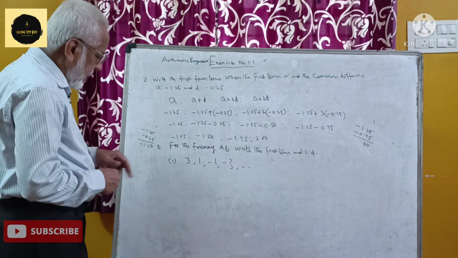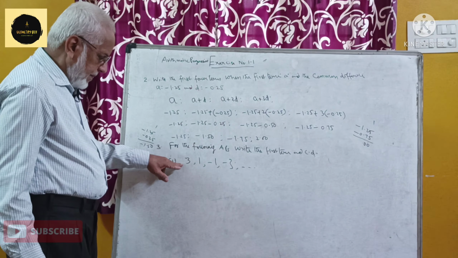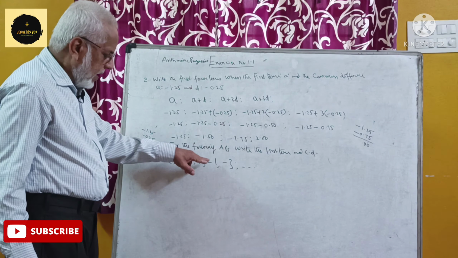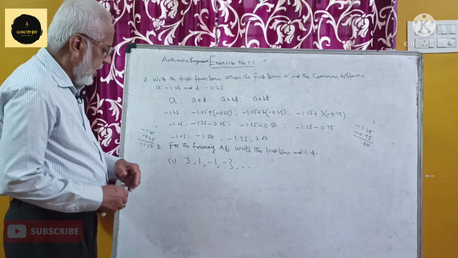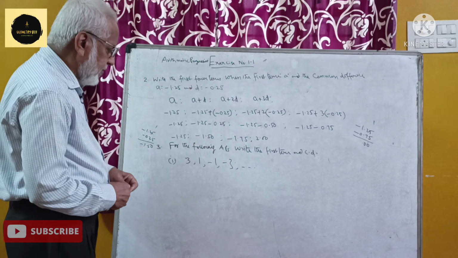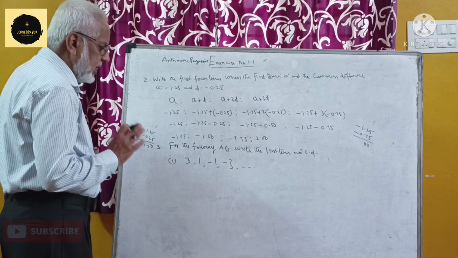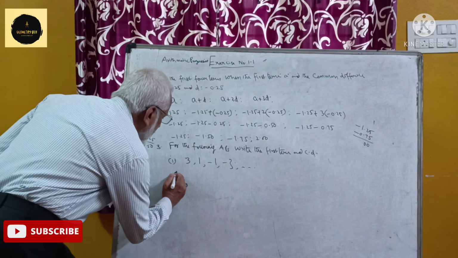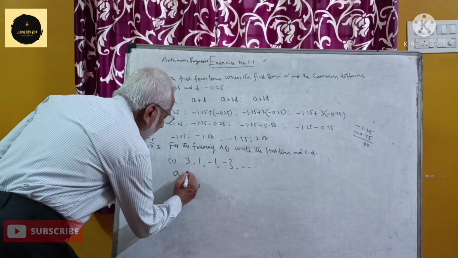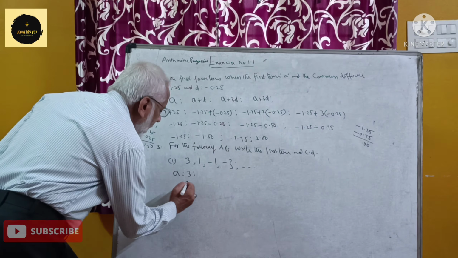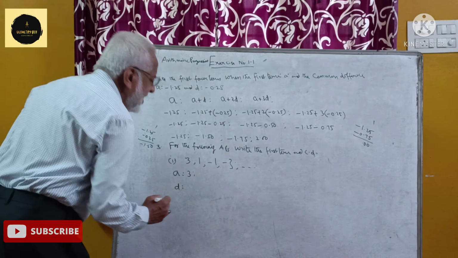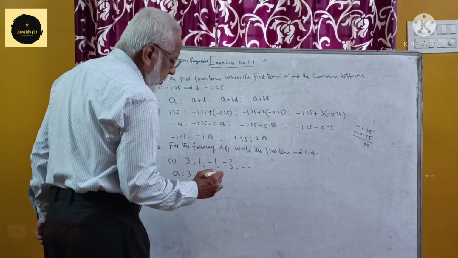Now here what you are observing in this figure, first term is 3, second term 1, third term minus 1, fourth term minus 3. There is no need to write the first 4 terms, you just have to write the value of A and D, where A stands for the first term. Now A is equal to, how much you get here? 3. Then D we have to write. D stands for common difference.